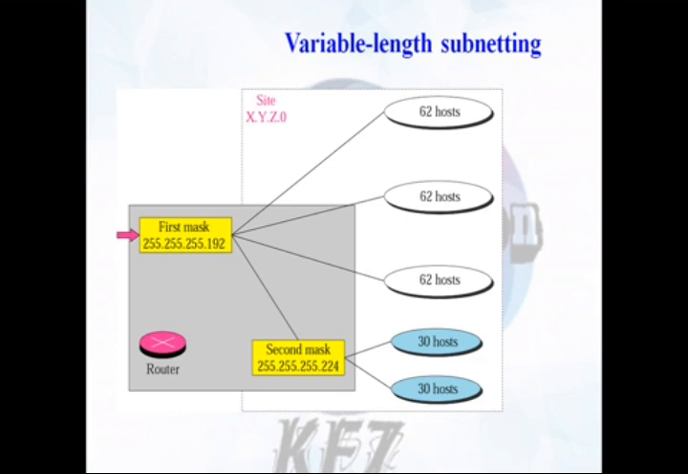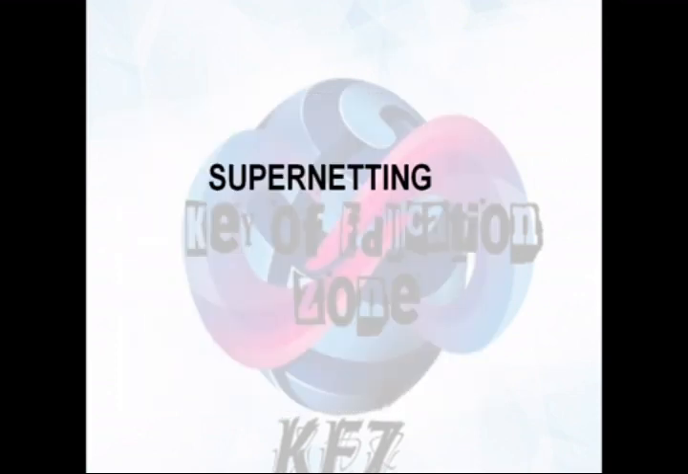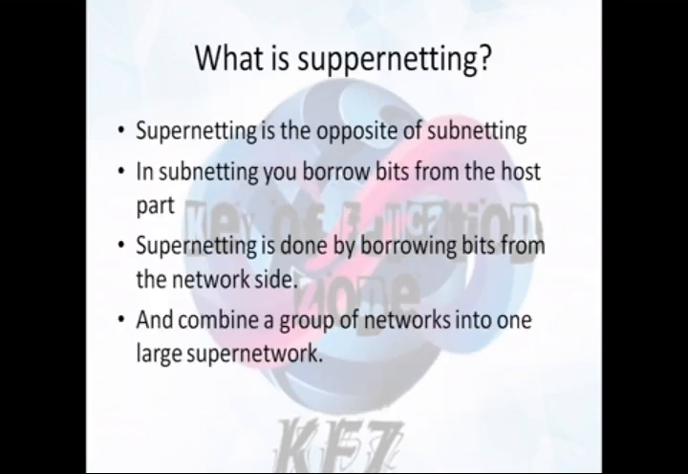See here, we have several subnets. The first mask is 62 bits, and see how it is going on. The second mask will tell you the 30 hosts. So in this area, just follow the screen. Here you can see where the router is giving the first mask and after that the second mask. This is the subnet part.